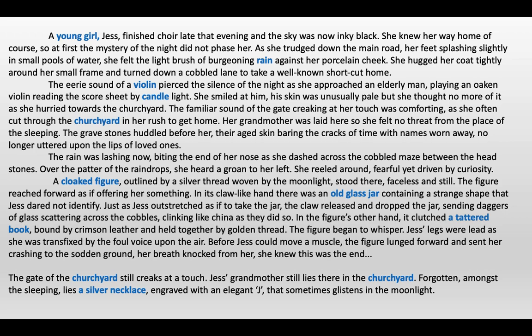Okay, so that's my example of the writing challenge. As you can see in blue bold, there are the things that I needed to include. So we've got a young girl, we've got some rain, a violin, we've got a candle, a churchyard, a cloaked figure, an old glass jar, a tattered book, and as I've already mentioned, a churchyard, and then a silver necklace.